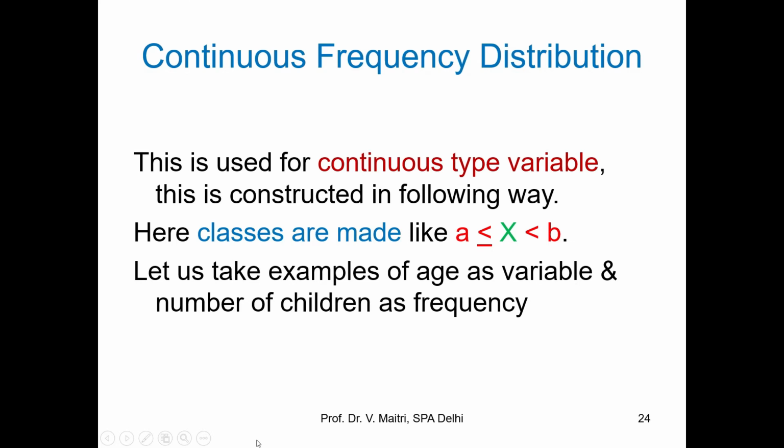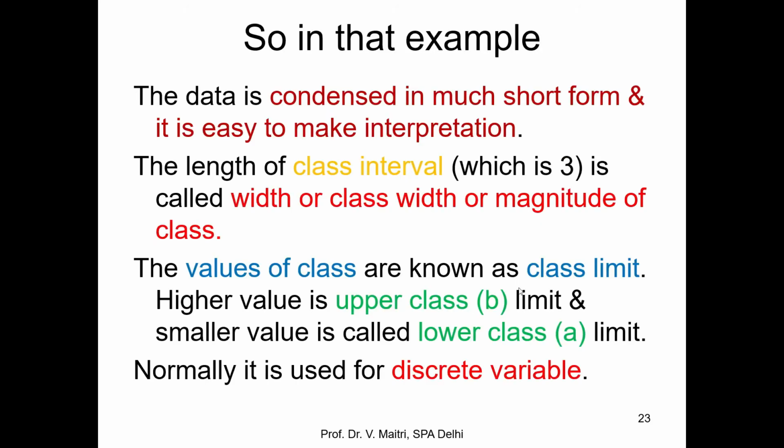Next we come to the continuous frequency distribution. Now in a continuous frequency distribution, normally it is a continuous variable, but nobody has stopped us from using a discrete variable also in a continuous frequency distribution. How it can be done, that we'll discuss. So here, as in the discrete frequency distribution we have just seen, we have to have a constant class width, the same class width.